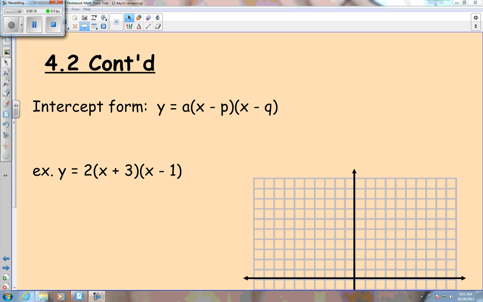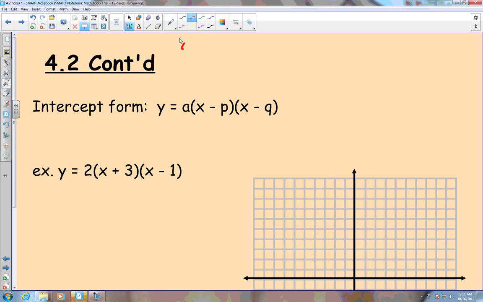We have talked so far about standard form of a quadratic equation. What does that look like? Okay, that should look familiar. Standard form, y equals ax squared plus bx plus c. Yesterday, what did we call that form? Okay, remember? What did we find with it?